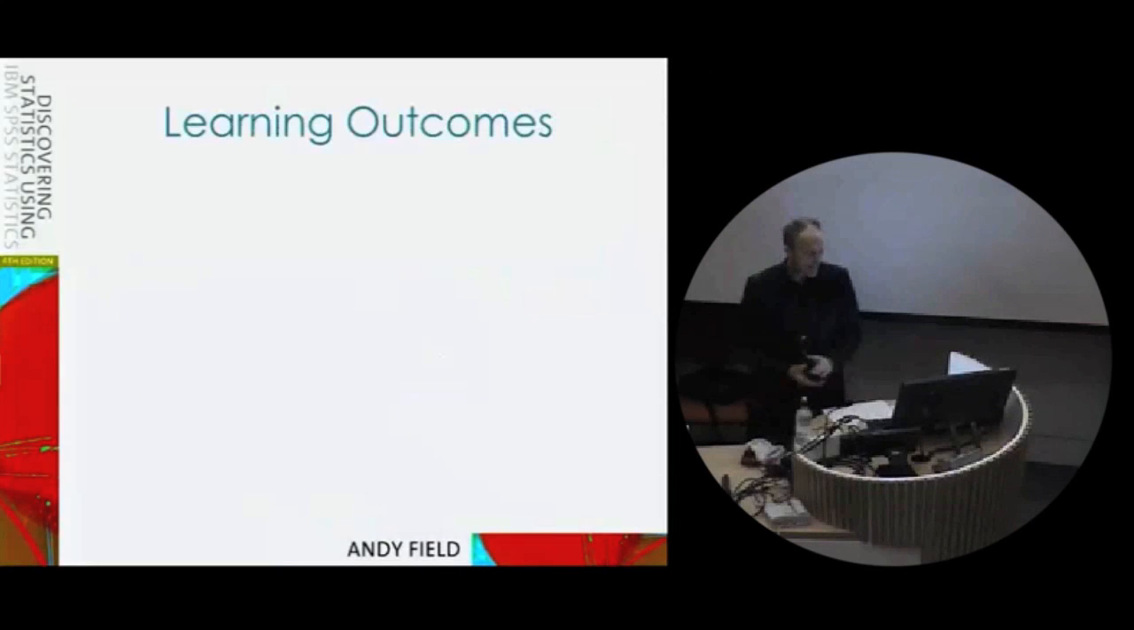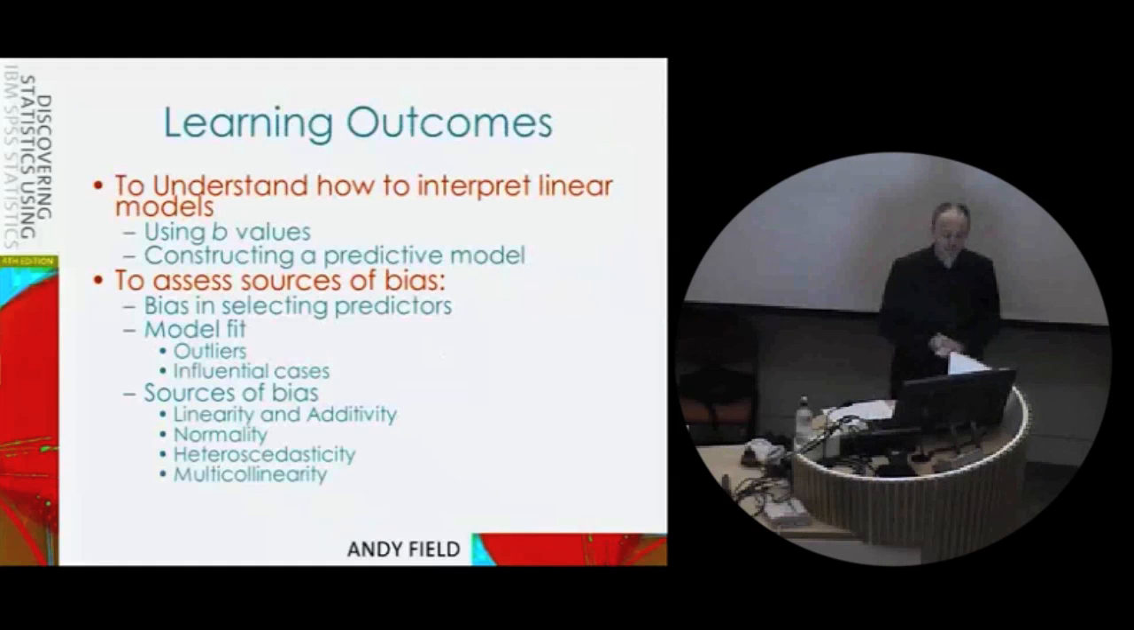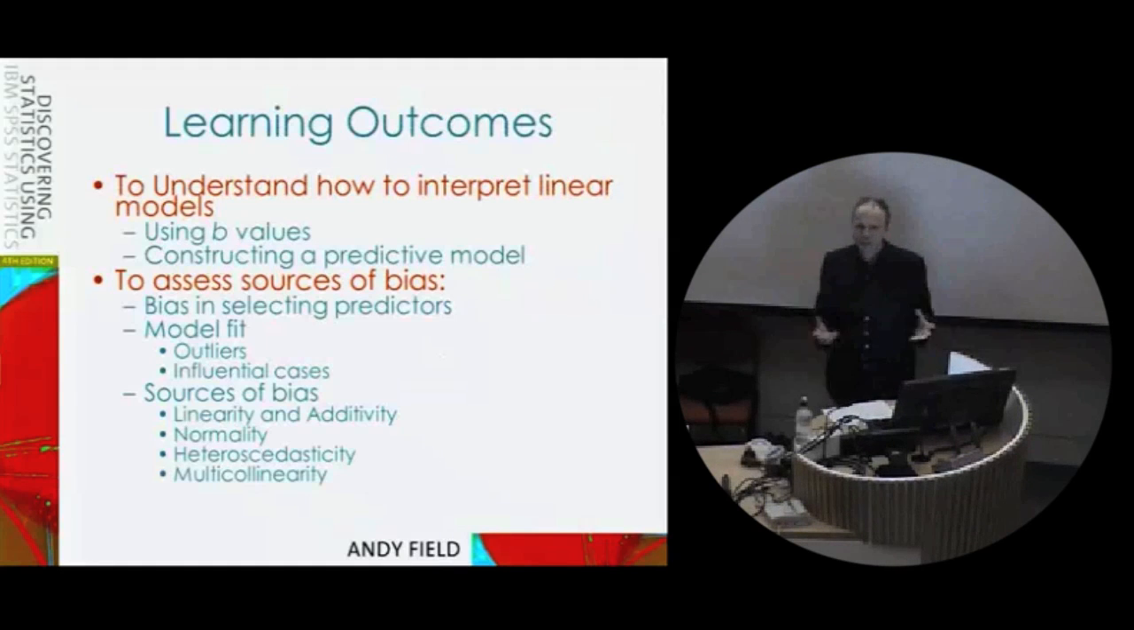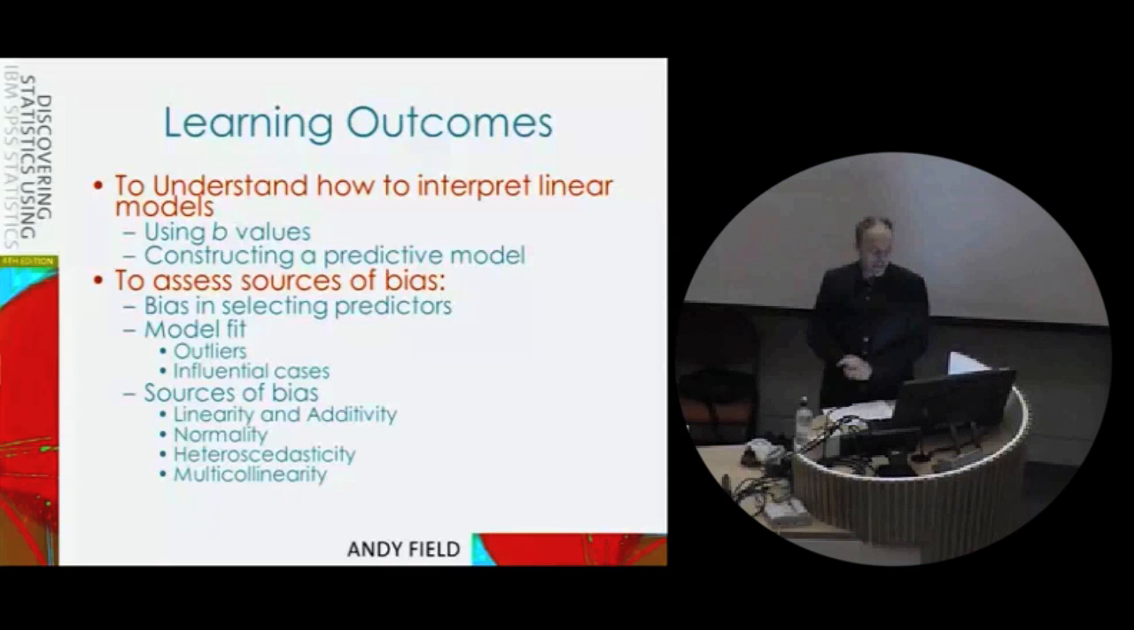So what we're going to do today really follows on from last week's lecture. Last week we were talking about linear models and how we can include lots of predictors in them. This week we'll move that on a bit to look at how the models are specified and how we can use them. And then we're going to go back to my favourite subject of bias and have a look at how we can assess whether the models that we fit are actually any good.